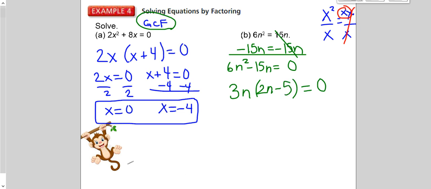Did you get it? All right. Now it's in factored form. Now we use our zero product property that says if stuff times stuff equals 0, then one of those has to be 0 to make the equation true. And both answers work. So we need them both. All right, solve for n.